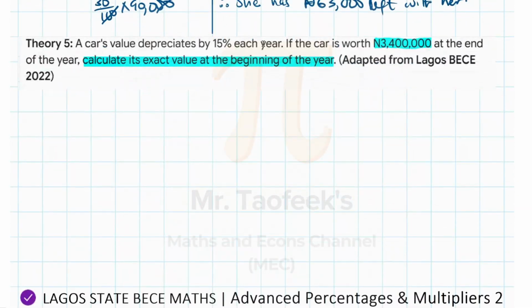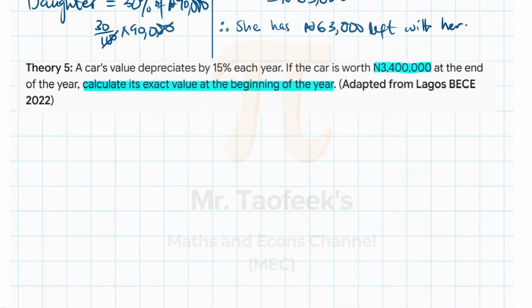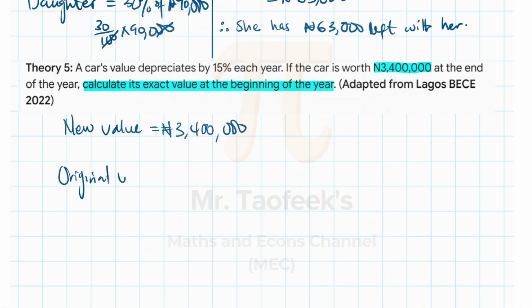So they are telling us that the new value is what? The new value is 3,400,000. That is the value at the end of the year, which is the new value. So the value at the beginning of the year is the original value. Okay? At the beginning of the year is the original value. And that's something we want to work out, isn't it? Now, the last thing is, remember that if you want to work out the original value, all you have to do is what? The new value divided by the multiplier, right?